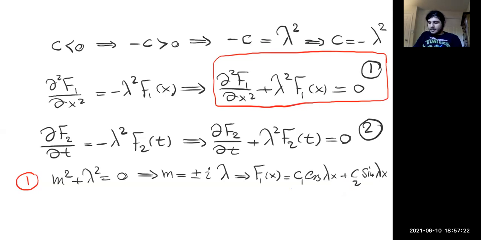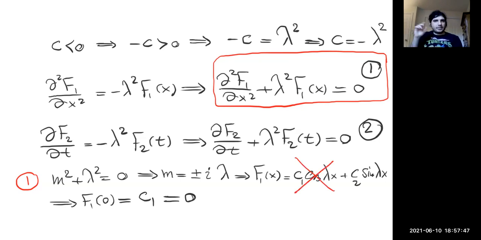Okay, and therefore we know f1 of 0 is equal to 0. If we let x be 0, sine of 0 is 0. Therefore, we get C1 cosine of 0, which is equal to 1, so we get C1. This should be 0 because the boundary value condition is f1 of 0 is equal to 0. So if C1 is 0, that term vanishes, right?